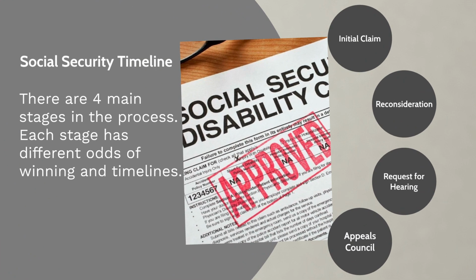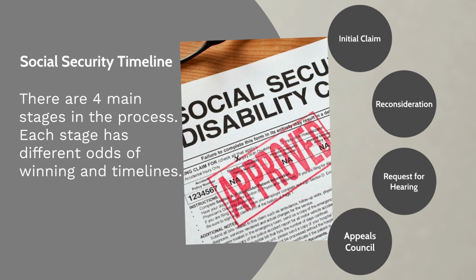All right, so when you apply for Social Security disability benefits, there are typically four main stages. When you first apply, there is an initial claim, and if the initial claim gets denied, then you file an appeal called a reconsideration, and then if the reconsideration gets denied, then you can request a hearing in front of a judge, and then finally, if the judge denies your case, you can go to appeals council.